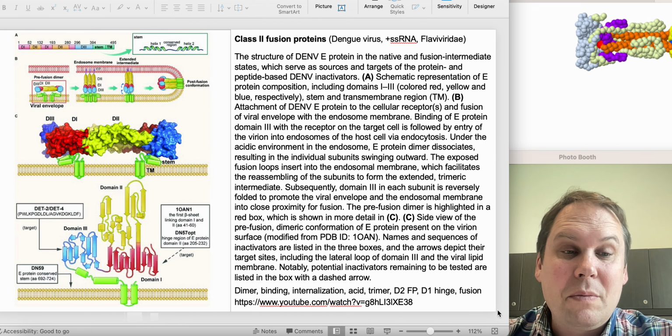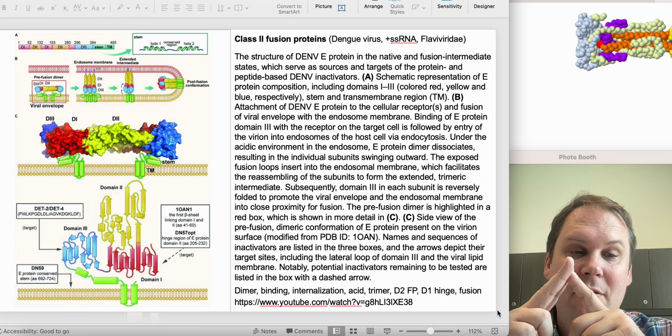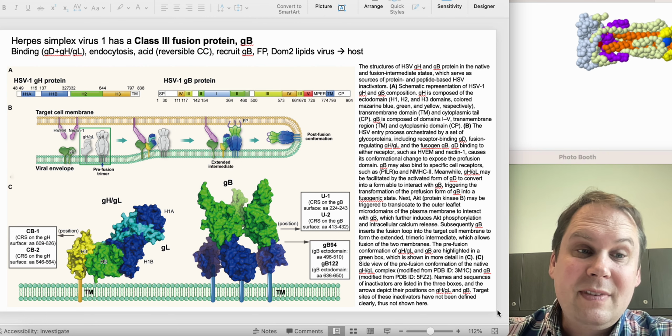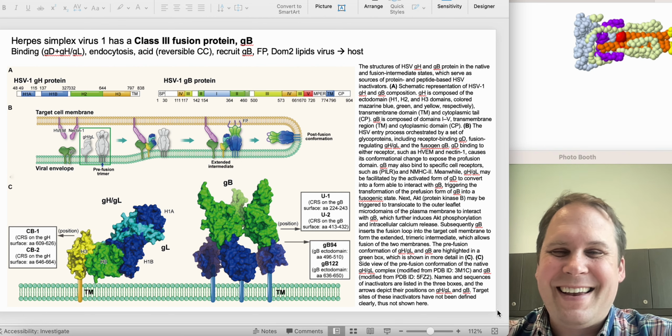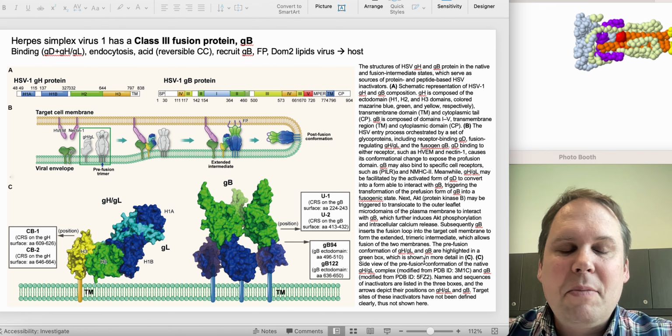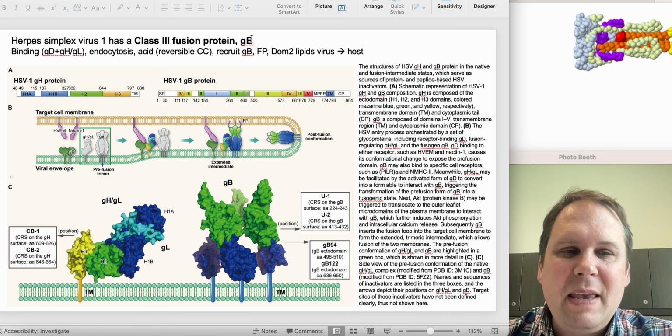All right. So that's class 2. Dimer to trimer, like a little soccer ball that then turns into a spiky soccer ball. All right. Class 3. Class 3 is in session. Okay. The most famous protein from class 3 is going to be the GB protein.